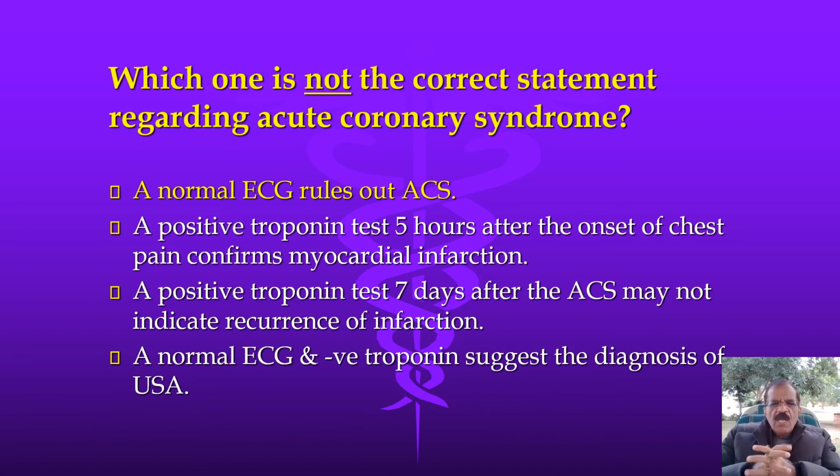Somebody had an infarction, the troponin level is high and that keeps on declining but may remain detectable till 2 weeks. So if you do this test 7 days after the first attack, it may or may not indicate a recurrence of infarction. If you're doing a quantitative assay and if there is further elevation after 7 days, then of course that could mean recurrent infarction. Then a normal ECG and negative troponin suggest the diagnosis of unstable angina out of acute coronary syndrome. That's right.